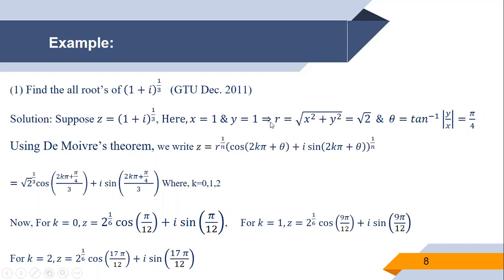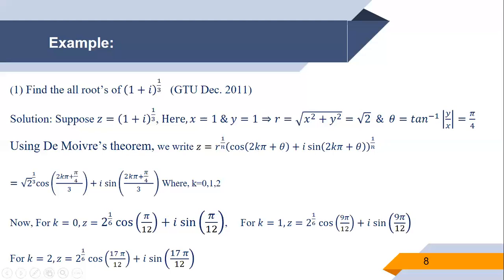We find the modulus, so r is root of x square plus y square, that means root 2, and theta is tan inverse of y by x, so tan inverse 1 is pi by 4. So using De Moivre's theorem, z is nothing but the polar form r into e raised to i theta, raised to 1 upon n. So r raised to 1 upon n into cos(2k pi plus theta) plus i sine(2k pi plus theta), raised to 1 upon n. But here n is equal to 3.